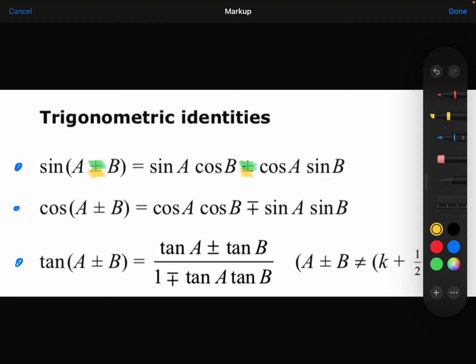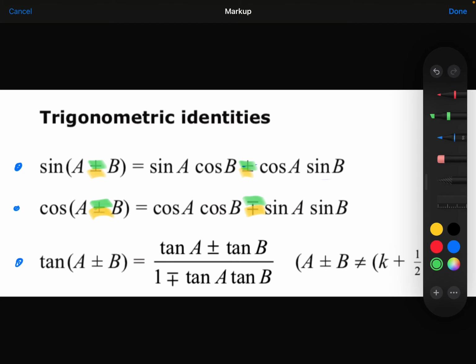And that's the same with the cos formula. If we have a plus here, now notice the difference here, there has to be a minus. So with cos, it actually flips. If it's a plus, it has to be a minus in the middle. If it's a minus in the middle, then it has to be a plus here.